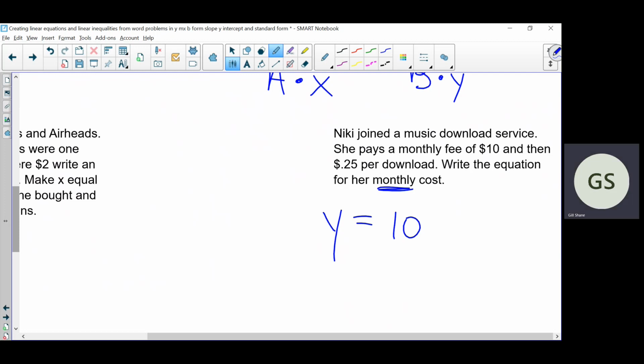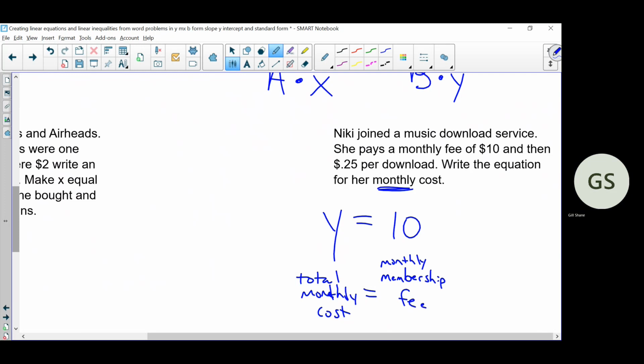So now if I download, and remember we said we could do this in words too. Total monthly cost in words equals... I'm going to call it membership fee because that's pretty common, even though here I just called it the monthly fee. So, monthly membership fee plus the money spent on downloads.